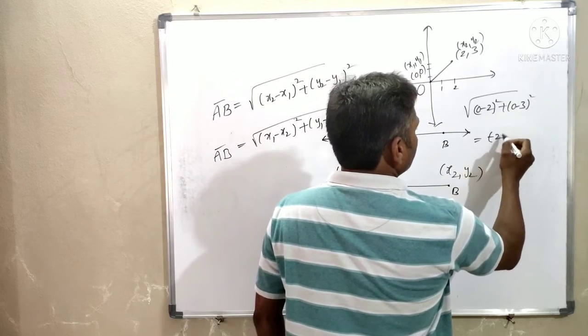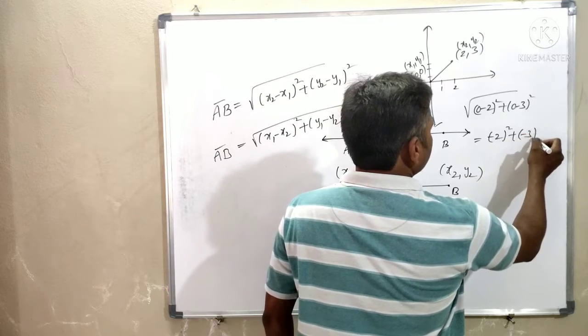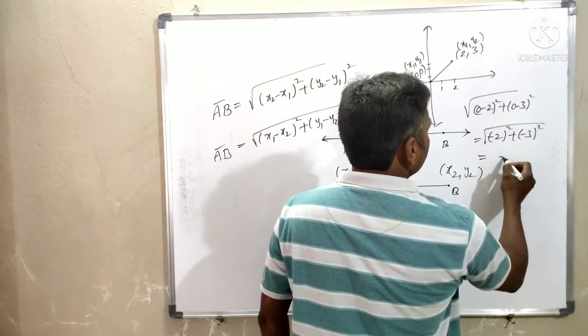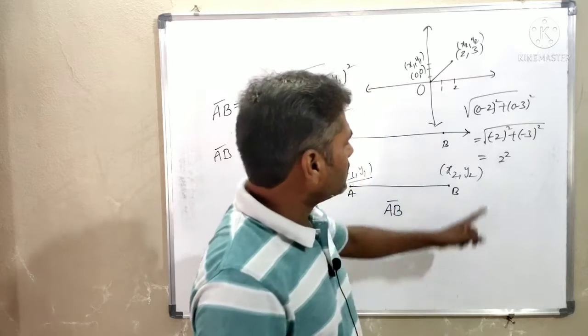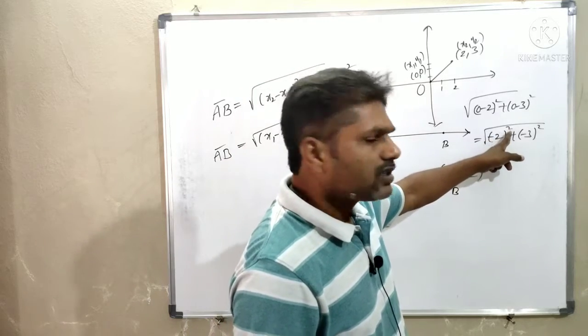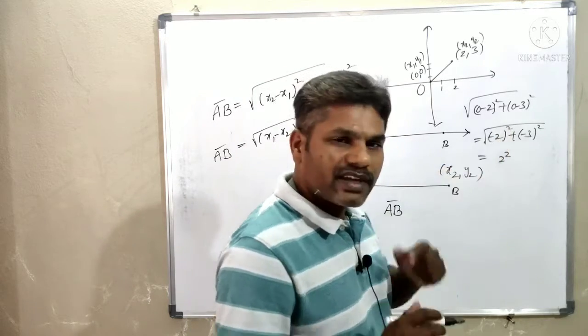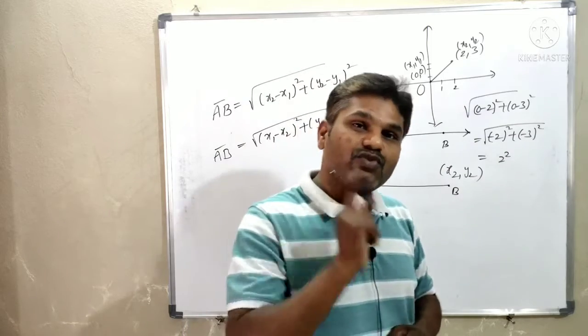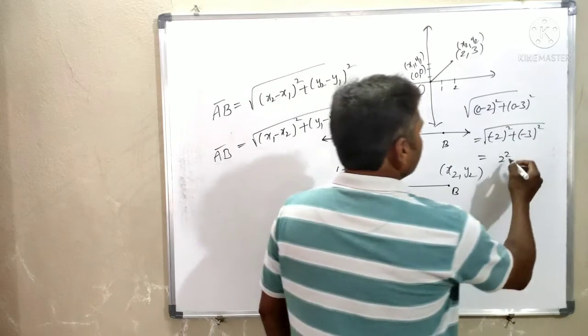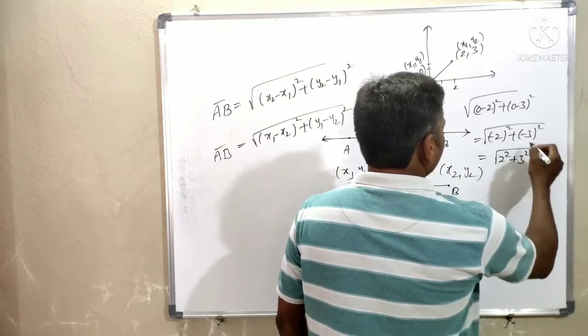So minus 2 whole square plus minus 3 whole square, that equals 2 square. Why? Because the minus will disappear, since the square is there, it will make it plus if you multiply minus 2 times minus 2. Similarly this will become 3 square, square root of.